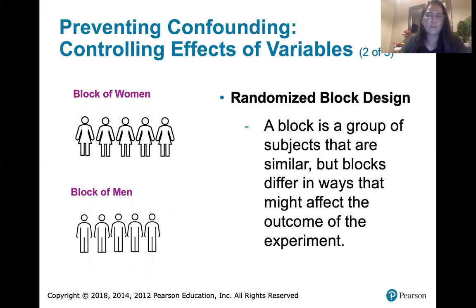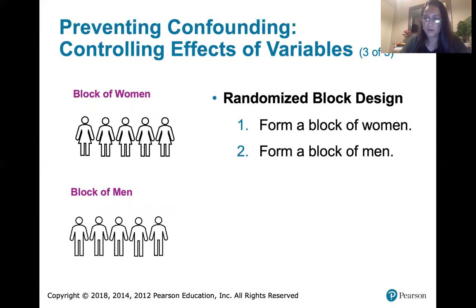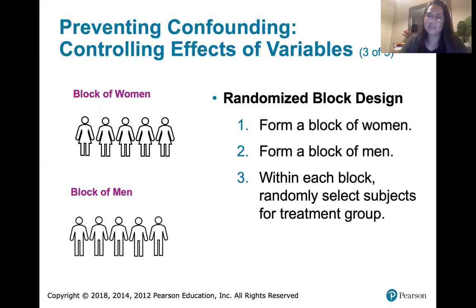So one way we can do that is we can first separate everyone into blocks. So you form a block of people that have one quality that may affect the results of your study, and then you form a block of people that have other qualities, and so on. You go on through all the blocks, and in our example, we've got a block of men and a block of women, and then from each block, you randomly select subjects to be treated. So we randomly select some women to be treated, and we randomly select some men to be treated, and then everyone else gets the placebo.